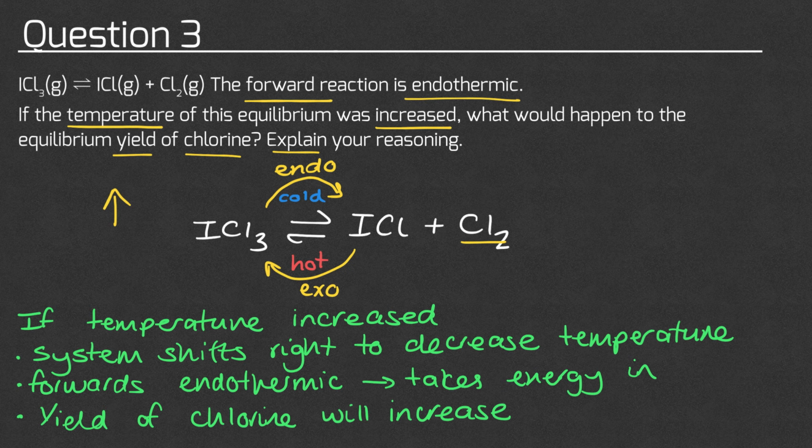Finally, the question asks us what effect this will have on the yield of chlorine. So chlorine is on the right-hand side. If we are shifting to the right, we're going to make more of everything on the right-hand side. Therefore, the yield of chlorine will increase.